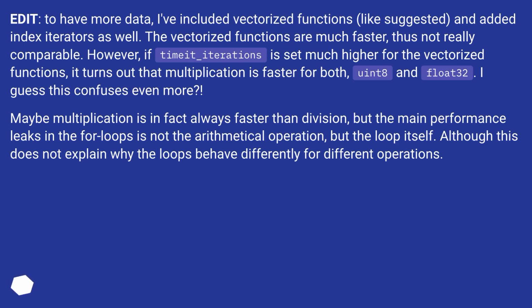Maybe multiplication is in fact always faster than division, but the main performance leak in the for loops is not the arithmetical operation, but the loop itself. Although this does not explain why the loops behave differently for different operations.